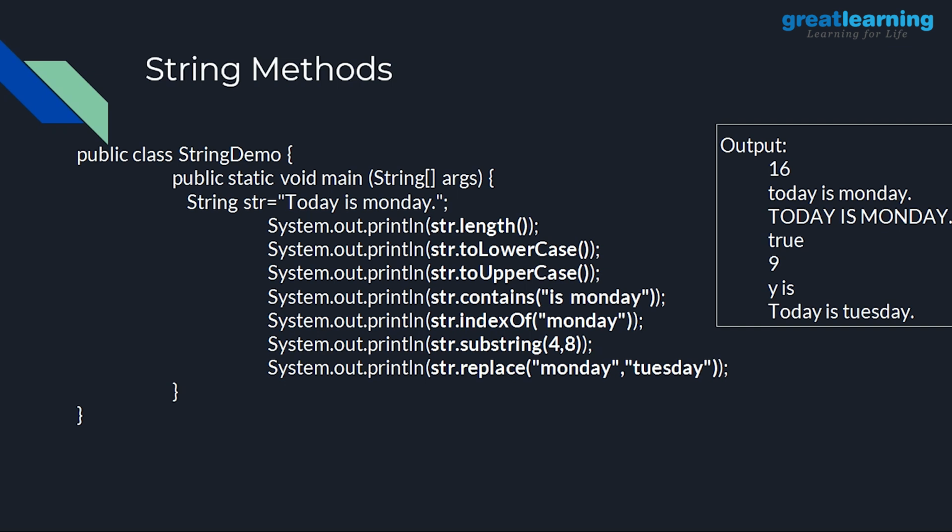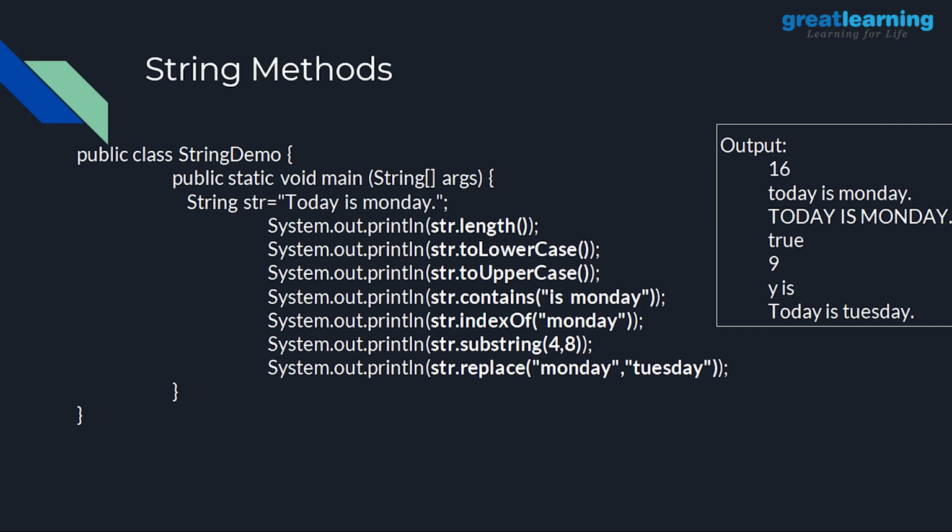Now let's talk about some of the important methods in string. If we want to check the length of a string, for example in the string defined above, today is Monday, we use the length method. We just have to write str.length and we will get the length. So the length of this string is 16, and that's what the output is.